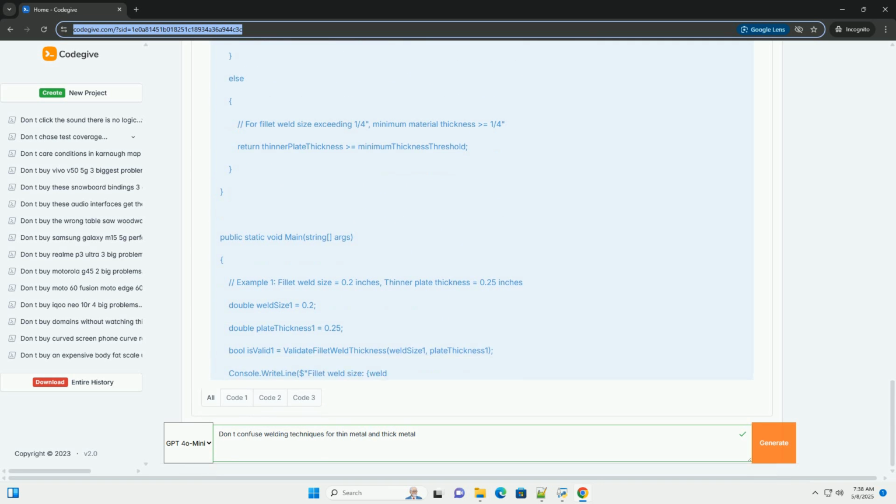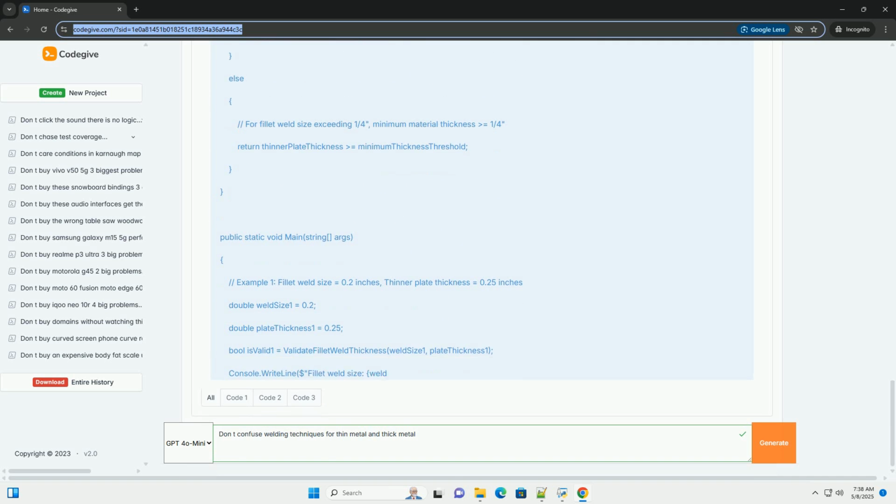2. Main function: provides several example scenarios with different fillet weld size and thinner plate thickness values. Calls the validate fillet weld thickness function for each scenario. Prints the results to the console, indicating whether the weld is valid or not based on the code validation. Important considerations for code compliance: refer to the specific code. This is a highly simplified example.